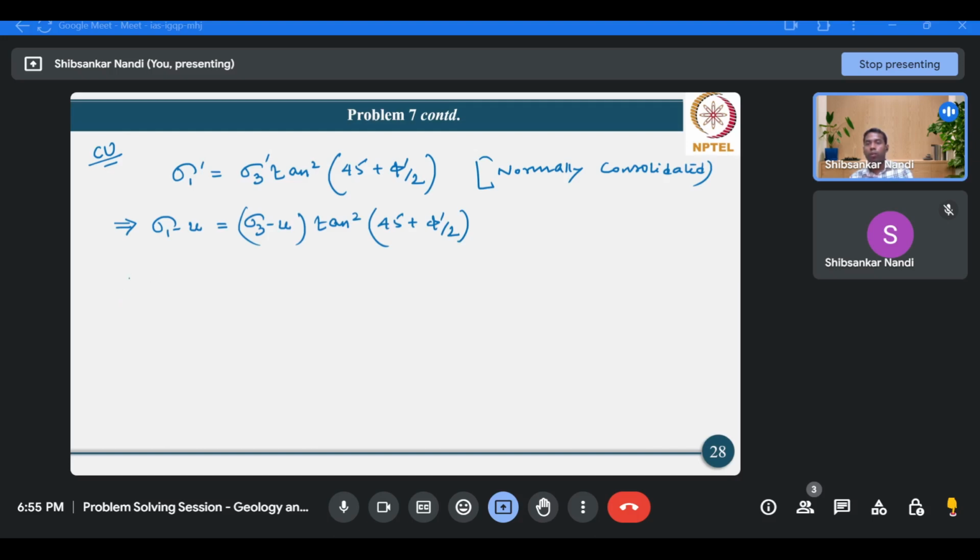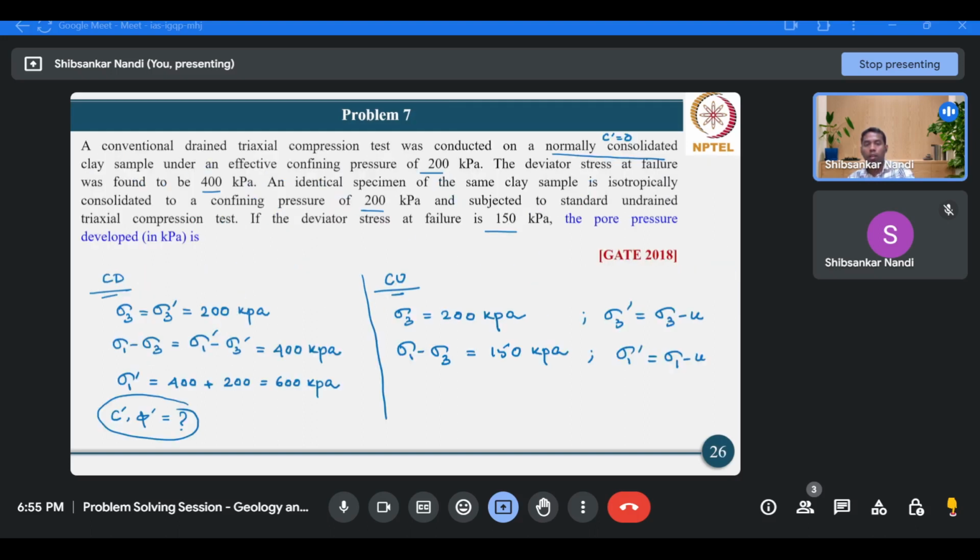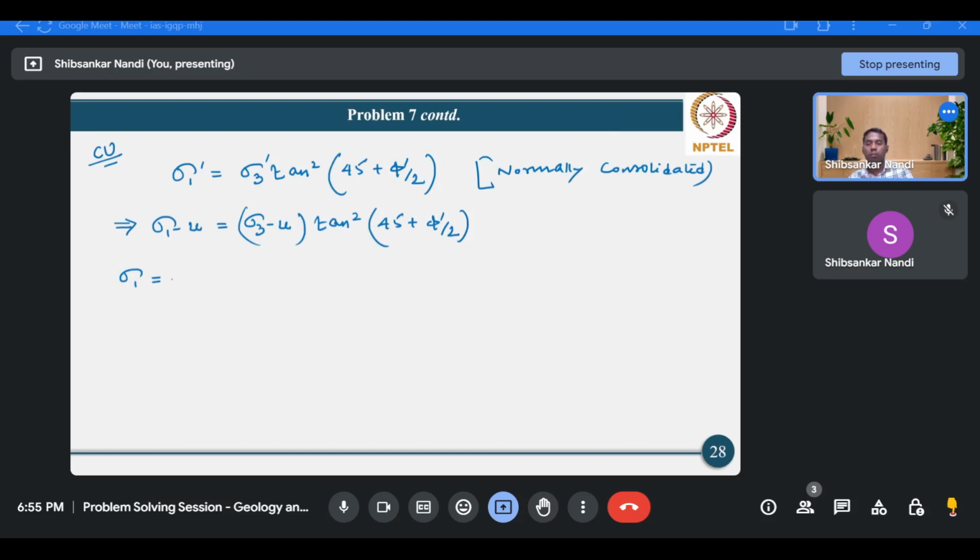So your sigma 1 value, you can calculate 150 plus 200, that is 350 kPa. So sigma 1 is 350, sigma 3 is 200, and phi prime we have calculated as 30 degree. So from this we can calculate the u value as 125 kPa. Just you have to substitute.